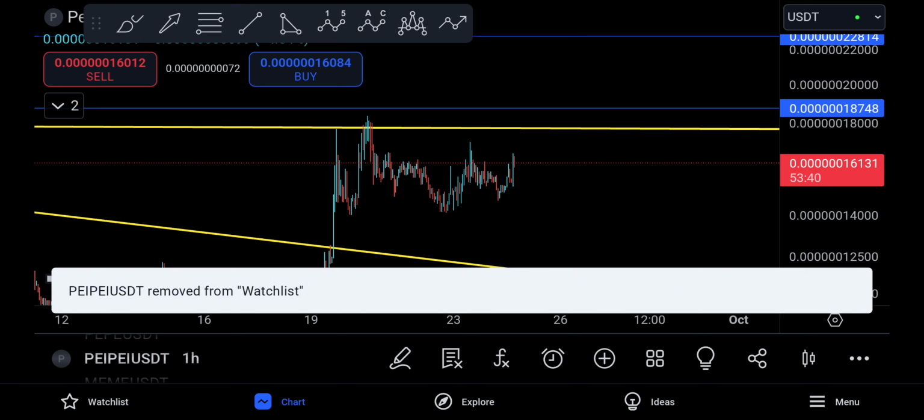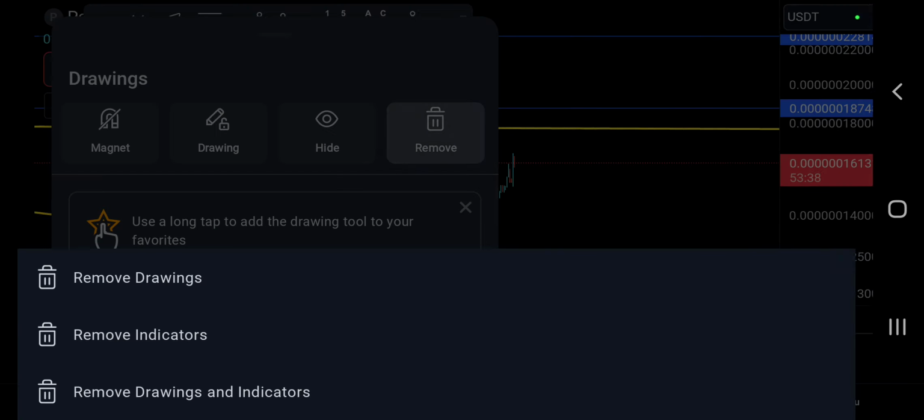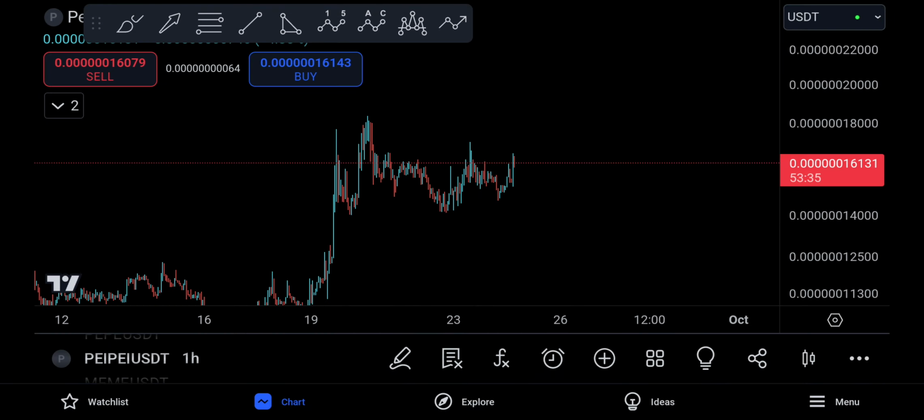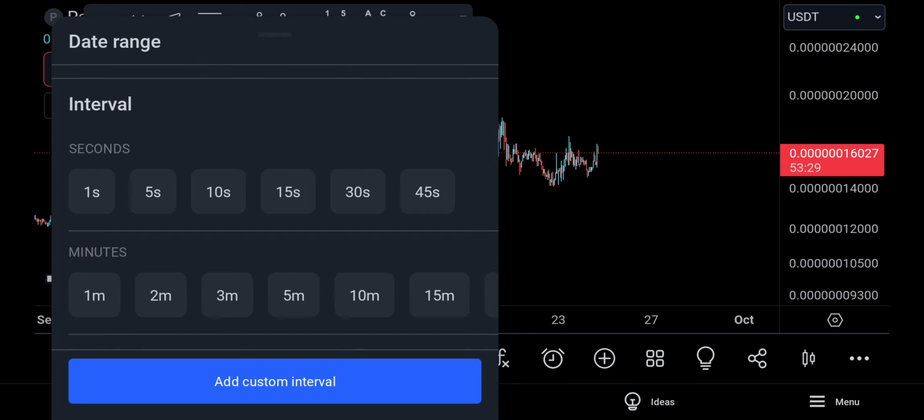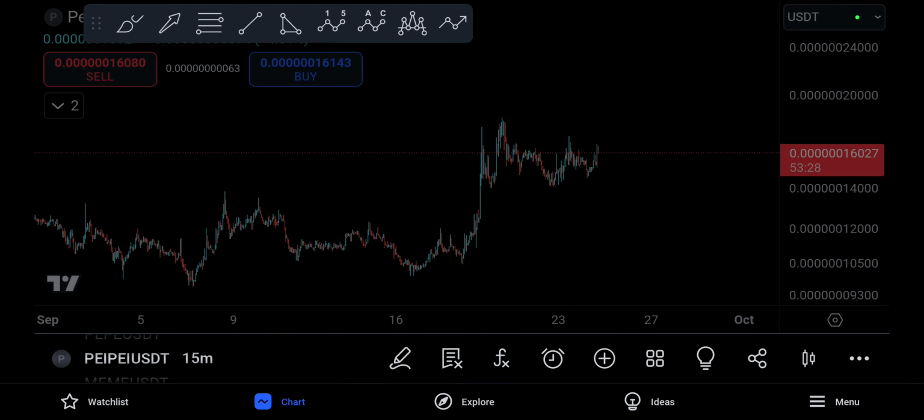Now what I'm actually thinking is the following. We're just going to remove some of the drawings and I want to show you one very simple pattern that makes a lot of sense. This is on the 1 hour time frame, but I'm actually going to go back into the 15 minutes to see more details.